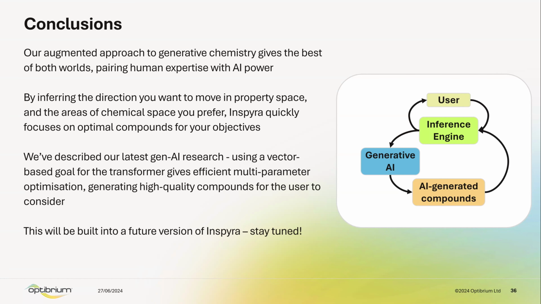And then Michael has described the latest of the generative AI research that we're doing. This vector-based goal combined with a transformer-based model gives very efficient multi-parameter optimization to even more quickly generate high-quality compounds for you as the expert to consider. So we have given you a bit of a sneak peek here at some of our latest research. This new transformer-based approach is currently being built into a future version of Inspyra, and stay tuned if you want to see the final outcome.